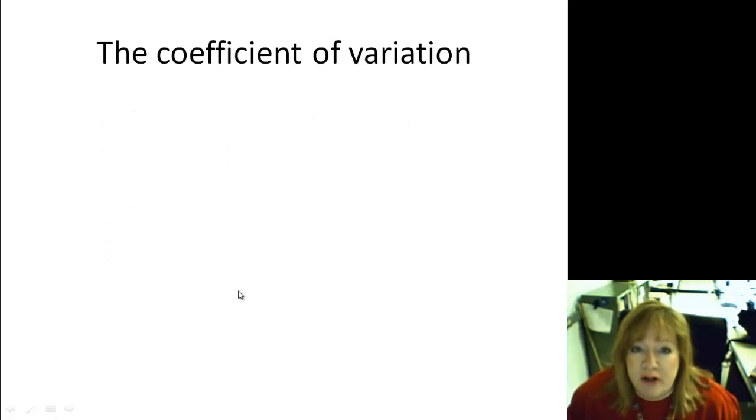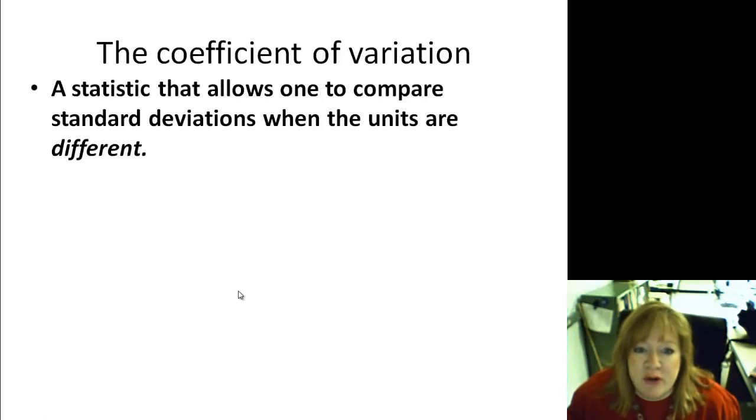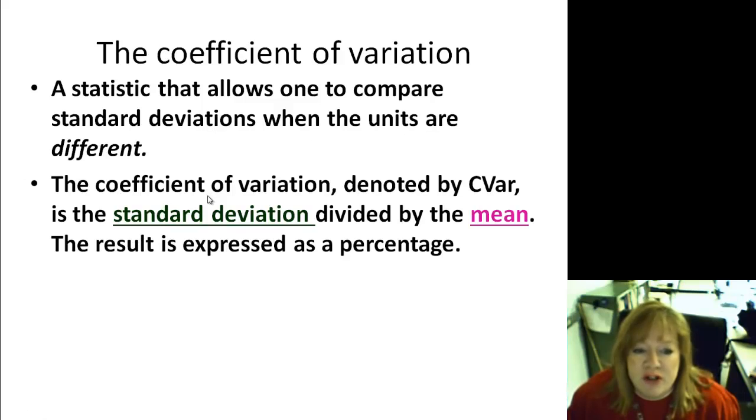So don't you want to know what it is? Here's the coefficient of variation. It's a statistic that allows one to compare standard deviation when the units are different. The coefficient of variation is noted by C-var. It's the standard deviation divided by the mean. C-var sounds like something a pirate would say, but no, it means coefficient of variation. So you just take the standard deviation, you divide it by the mean, and you express the result as a percentage.